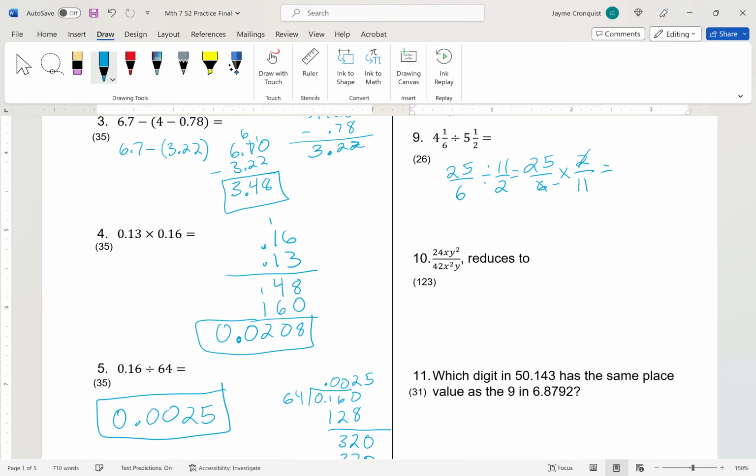Now, I can turn that into a 3. So now I have 25 over 33. They have nothing in common, so that's done. We can't change that into any other reduced form.